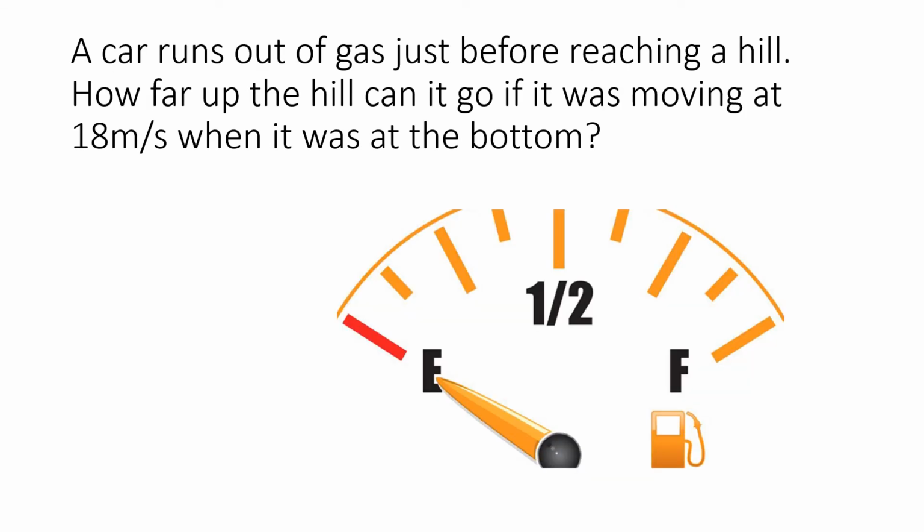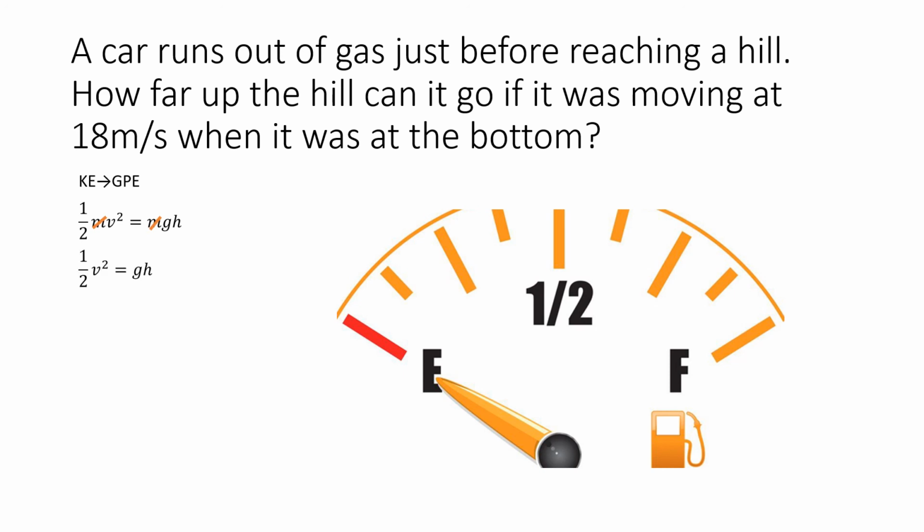Third, we have a car that is running out of gas just before it hits a hill. So it's moving along at some speed, 18 meters a second, and then it gets to the hill, and without any power, it's going to go up the hill due to inertia. The question is, how far up the hill does it go? Well, in this case, we're going from kinetic energy, because it was moving, to potential energy, because it's getting higher. So let's write in those equations. And then let's cross out our masses because they're on both sides.